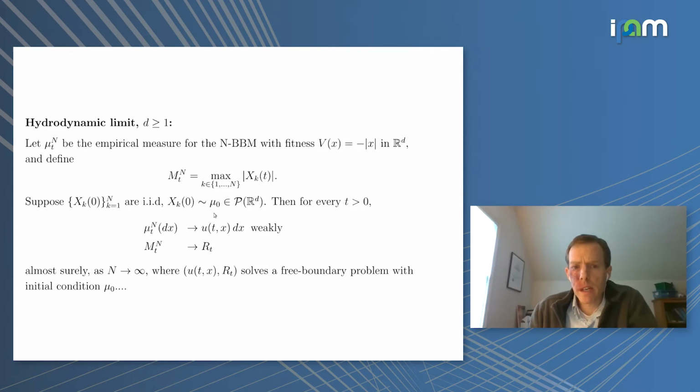All right, suppose we're given an initial measure, mu naught, some Borel probability measure on R^d. Let's assume that the n particles initially are IID distributed according to mu naught. Then what we've proved is that for every positive time, mu n, the empirical measure, converges weakly, almost surely, to a measure which has density u, and the boundary process M_n converges to a function R such that the pair (u, R) solves a free boundary problem with this initial condition mu naught.